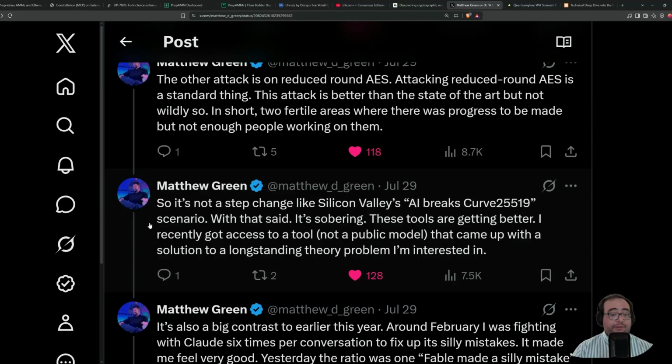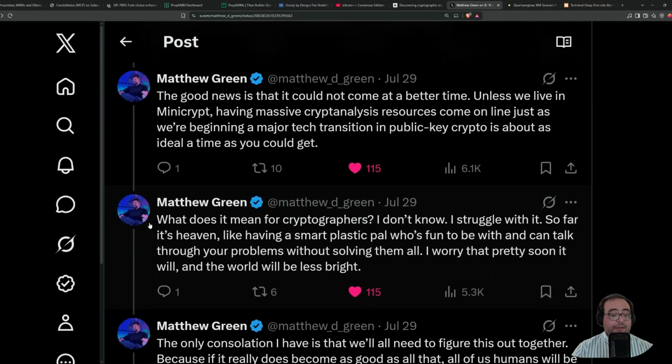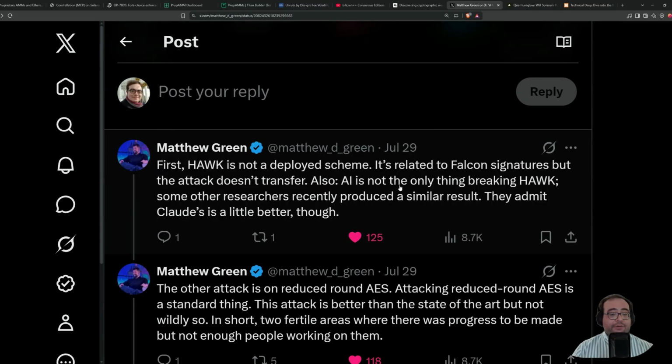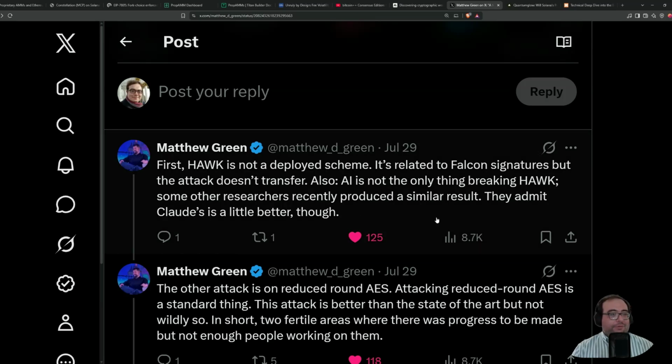But what was interesting to me is that, where is it? It's here. AI is not the only thing breaking Hawk. Some other researchers recently produced a similar result. They admit Claude's is a little better, though. So, I guess we are not yet at the stage of Claude doing things that are impossible for crypto analysts, but this is huge.